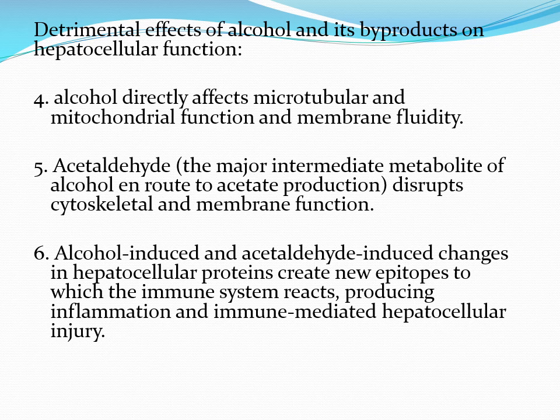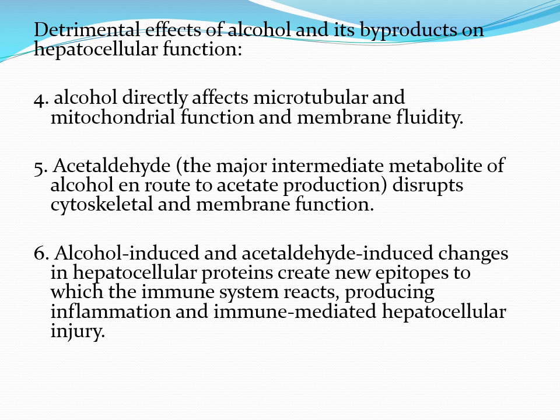Then another effect of this: alcohol directly affects the microtubules, mitochondrial functions and membrane fluidity. Then the acetaldehyde that is formed also has an effect, disrupting the cytoskeleton and membrane functions. Then alcohol-induced or acetaldehyde-induced changes of hepatocellular protein create a new epitope, to which the immune system reacts. So that acts as an antigen, and an antigen-antibody reaction occurs producing inflammation and immune-mediated hepatocellular injury. So alcohol itself causes injury, acetaldehyde causes injury, and then an epitope is also created, due to which hepatocellular injury occurs. Okay.